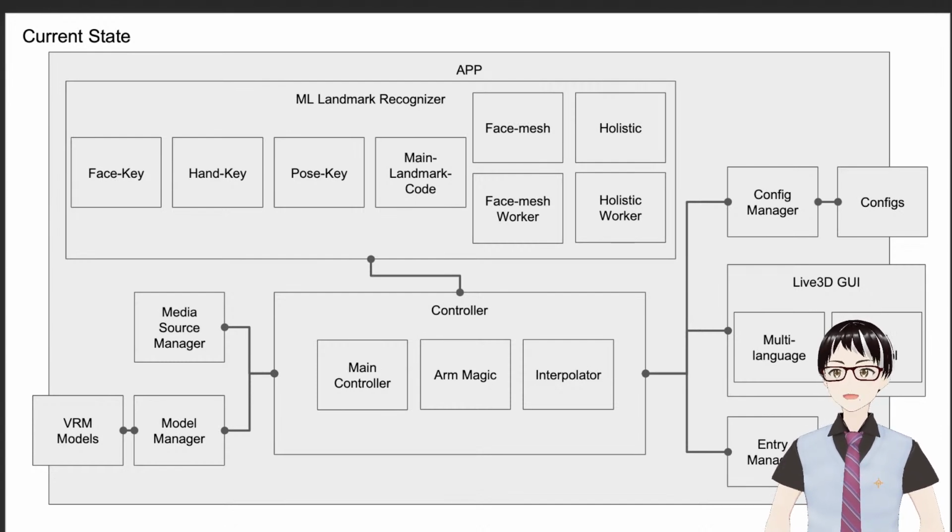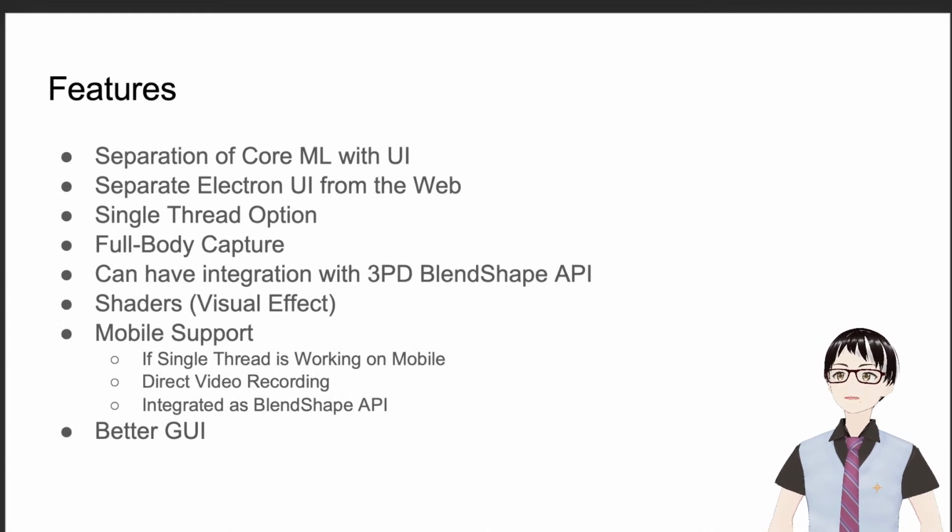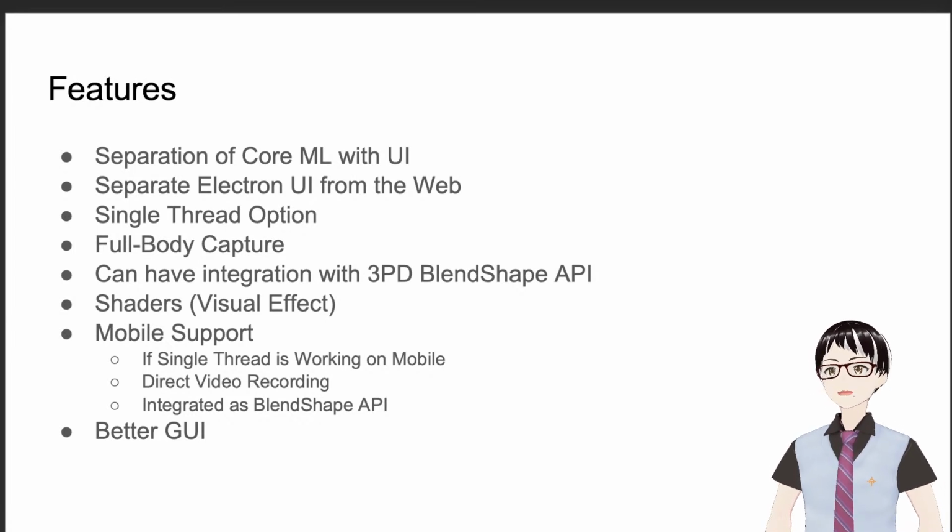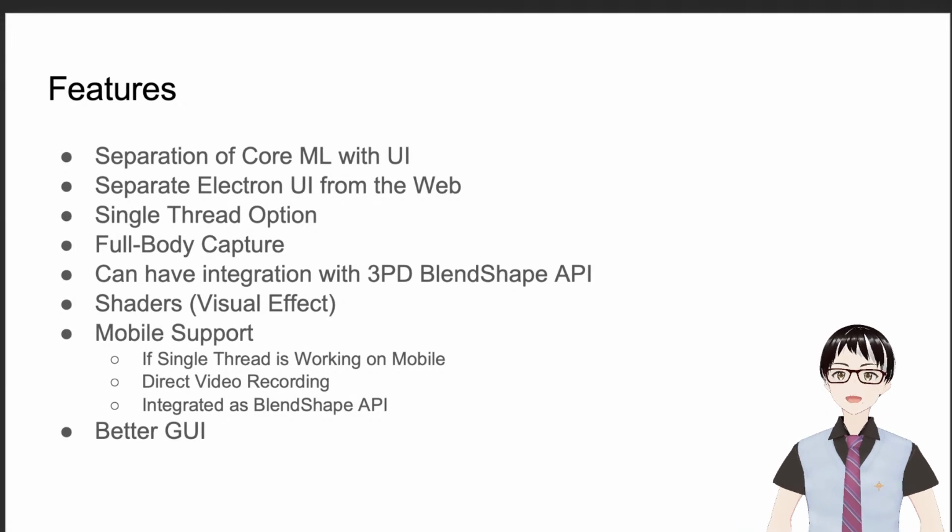For the recap, let's check some of the features that we listed and also prioritized. As we can see, core separation will be the first thing that we do. After the core separation, we will be able to check with the web version, the website version. And for the Electron, we would like to separate the Electron UI from our web. With the core separation, it should also be easier.